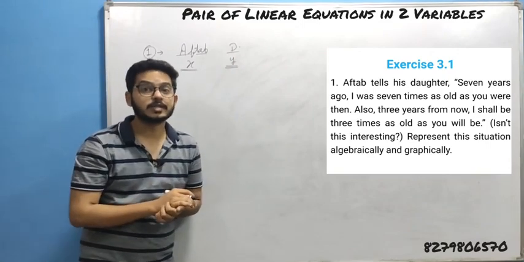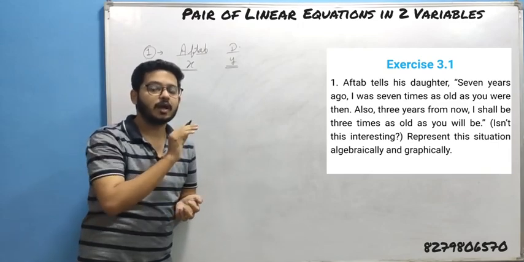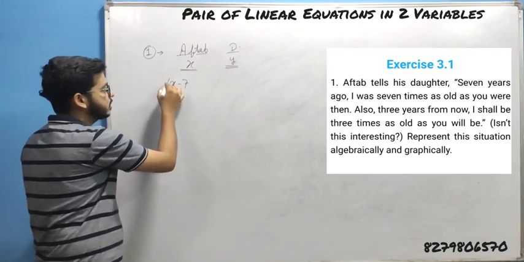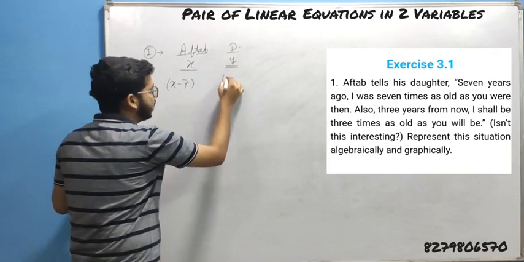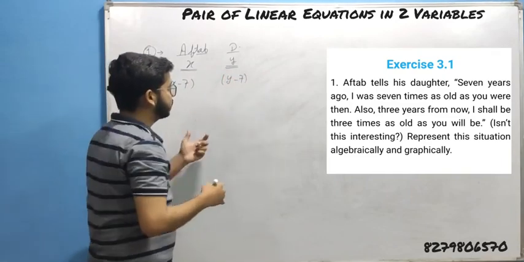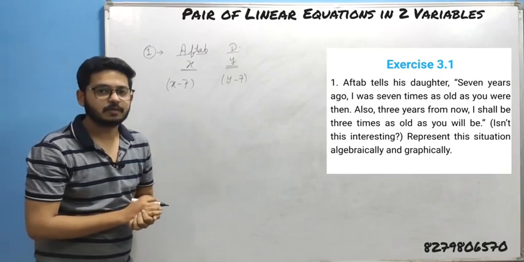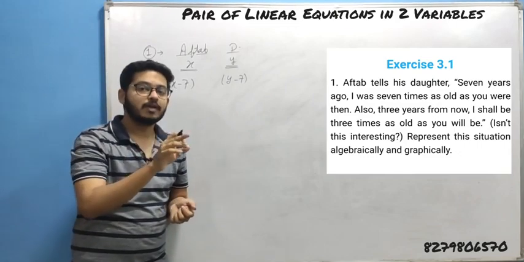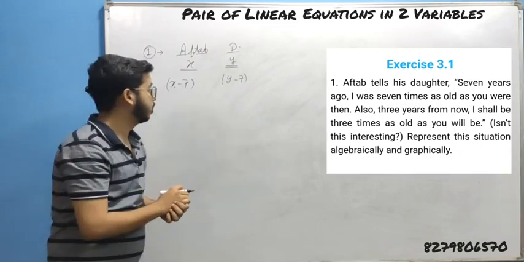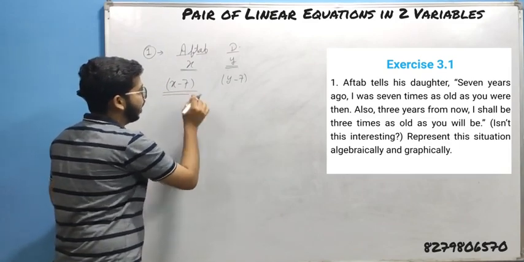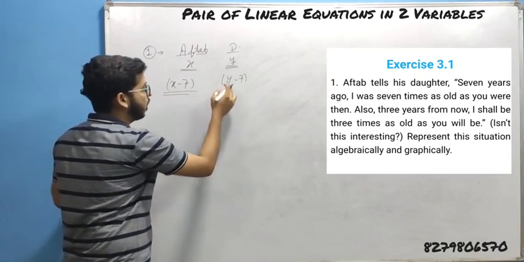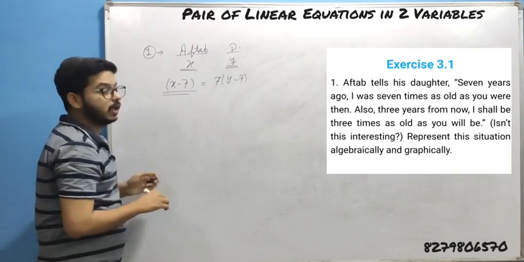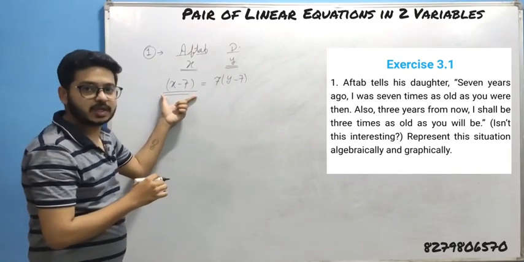Our first statement is that 7 years ago, what was the age of Aftab? x minus 7. And the age of his daughter 7 years ago is y minus 7. So 7 years ago he was 7 times as old as his daughter. So we have to multiply 7 to his daughter's age to get Aftab's age.